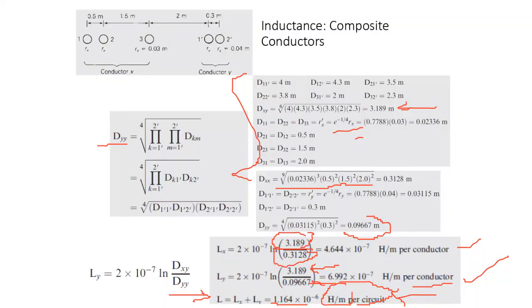Now focus on how we calculate composite conductors. We call it composite conductors. Composite conductors means that each conductor consists of subconductors. Each conductor, this is conductor X, consists of subconductors, or stranded.